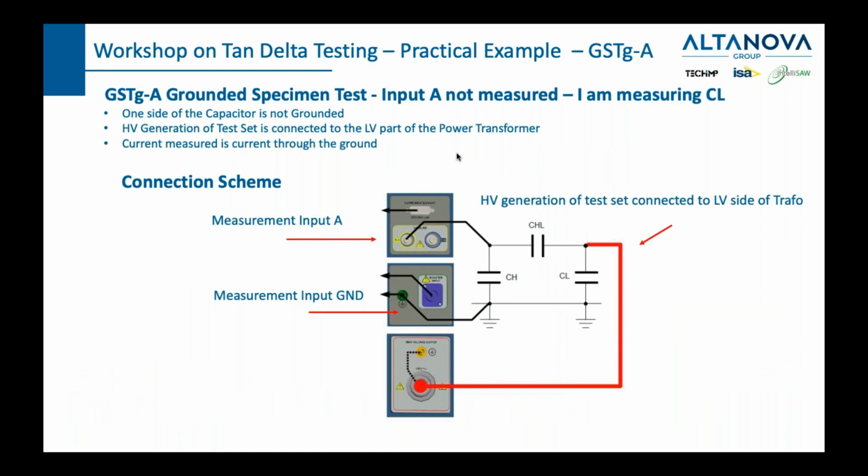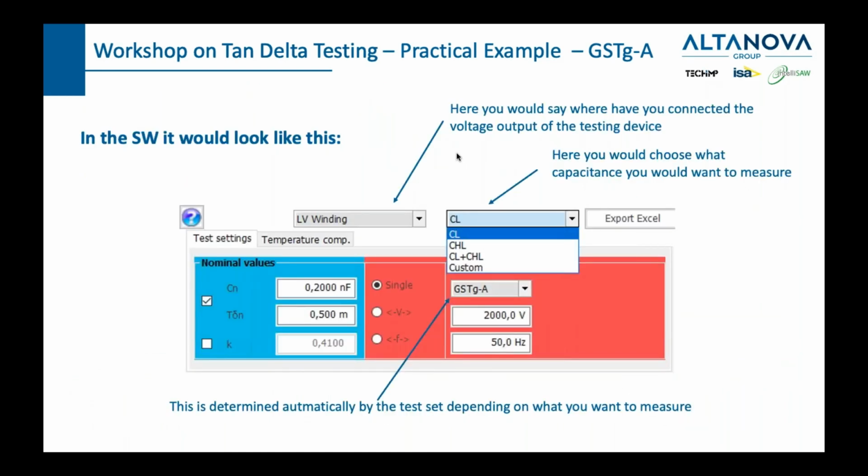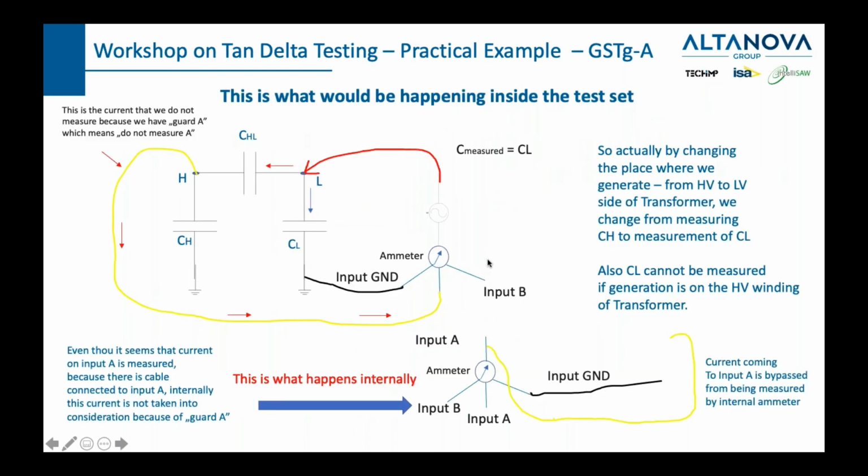And let's see, one more example. Here, we are now doing the measurement of CL. On the low voltage winding, I'm generating, and I'm choosing which capacitance I want to measure: CHL, CL, or CL plus CHL. I choose CL, and I'm doing the same thing as before, generating here and only measuring this current. Even though this is connected, I'm bypassing it and just measuring the ground current. So by changing the place where we generate from high voltage to low voltage of the transformer, we change from measurement of CH to CL. That's another answer to the question why we have to do some change in the generation when we are doing the measurement. We cannot do everything from the high voltage side.